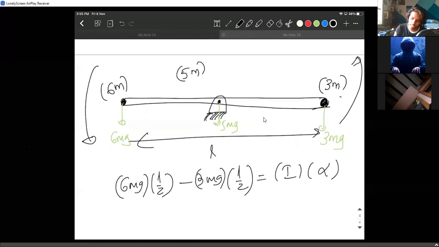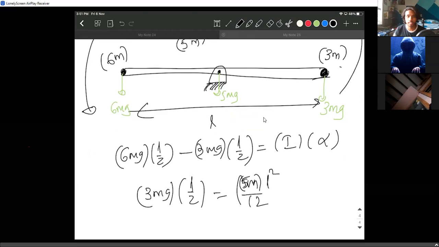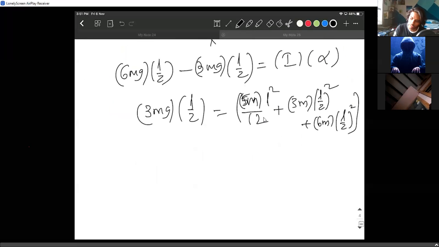Now when I write I into alpha, that is where the tricky part is. The net moment of inertia I is 5m into L² by 12, that is for the rod, plus 3m into (L/2)², that is for the particle of mass 3m, plus 6m into (L/2)², into alpha. So you solve this entire thing, you find the alpha value.